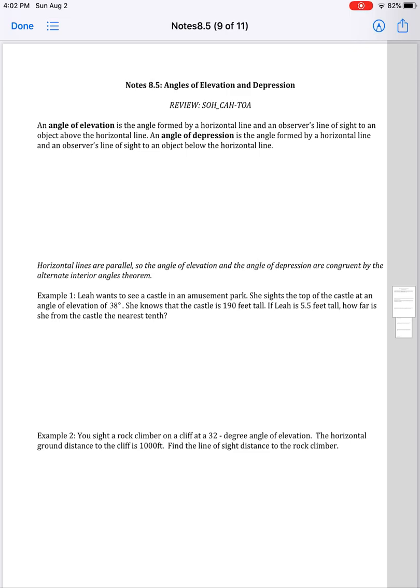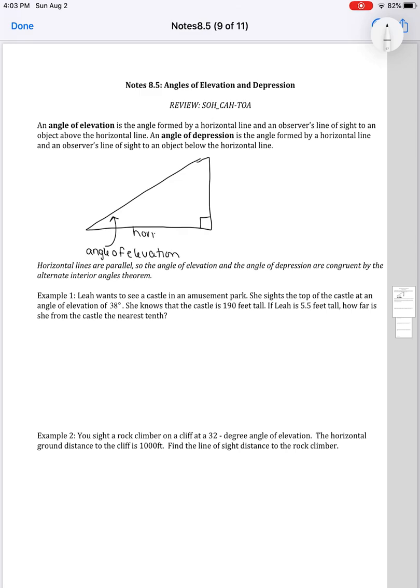All right, so this next lesson is going to take the trig, and now we're going to focus predominantly on word problems. So we're going to talk angle of elevation, angle of depression. When we talk about both of those, they are only associated with right triangles. When we talk about an angle of elevation, that is the angle as you look up. The angle of elevation is between the horizontal, which is the ground distance, and the hypotenuse, which is the line of sight. That is your angle of elevation.